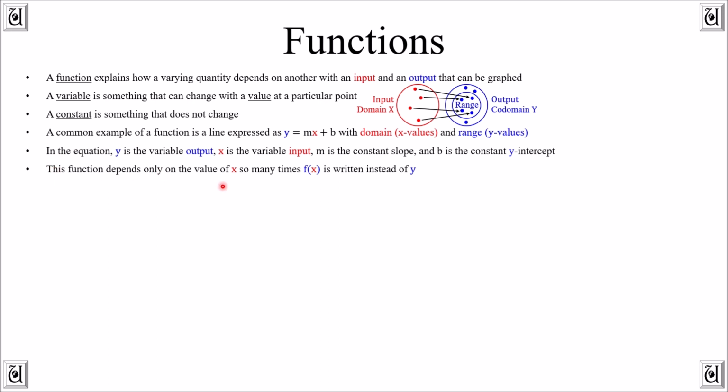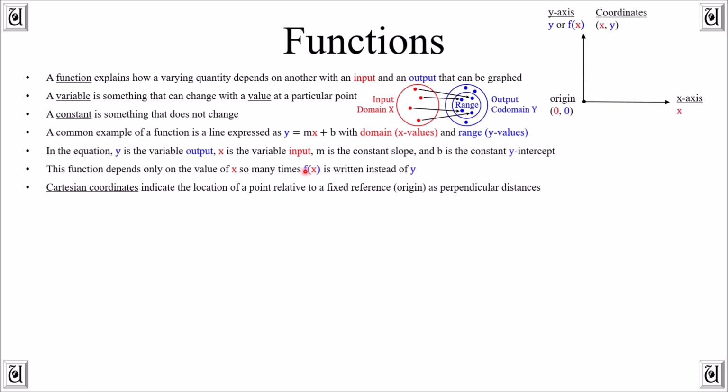And this function only depends on the value of x, and so many times what we'll do is instead of writing y, we'll write f of x. So this is a function depending on that variable x, that input x. So if you look at how you would go about graphing this, well, if we use Cartesian coordinates, there's other coordinate systems too, like polar. But if we use Cartesian, the way that we do it is we have a fixed reference point, like an origin here at the point 0, 0.